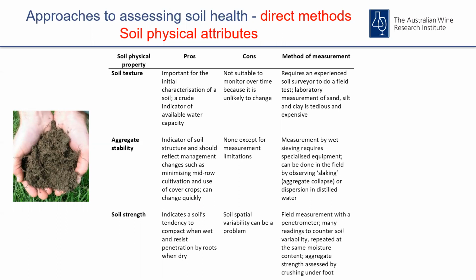The third soil physical property is soil strength. It indicates the soil's tendency to compact when wet and resist penetration by roots when dry. The con here is that soil spatial variability can be a problem. Often these are measured using a penetrometer, and it's important to make sure that the soil moisture content is at a similar level when you're taking those measurements as well.